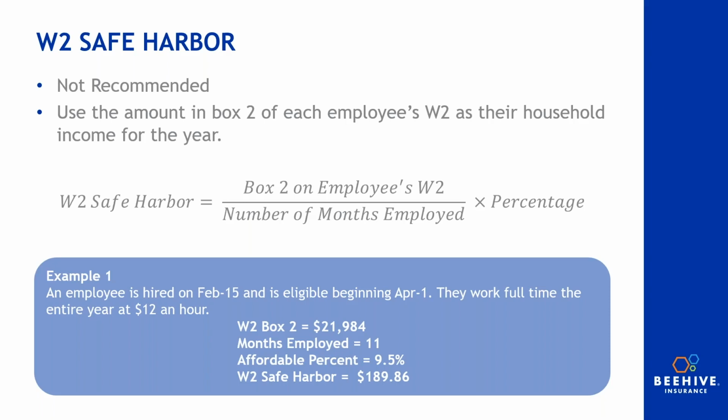The amount for this employee in box 2 is going to be nearly $22,000. Because they were employed February through December, they were employed 11 months out of the year. And for this example, we're going to use the percentage of 9.5%. So in this case, if this was the lowest calculation you got, you could use a W-2 safe harbor if your cost was $189.86 or less.